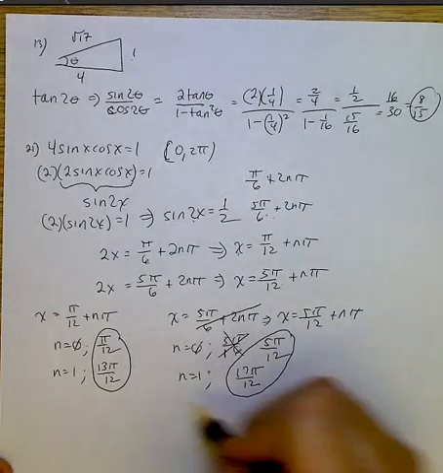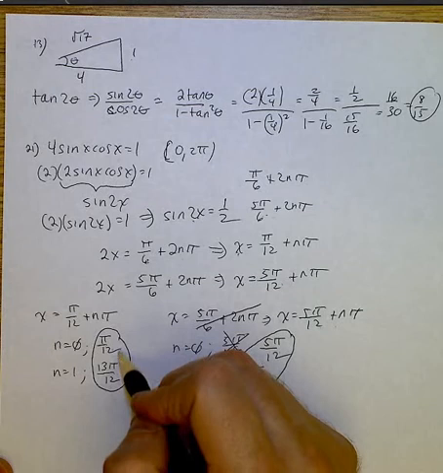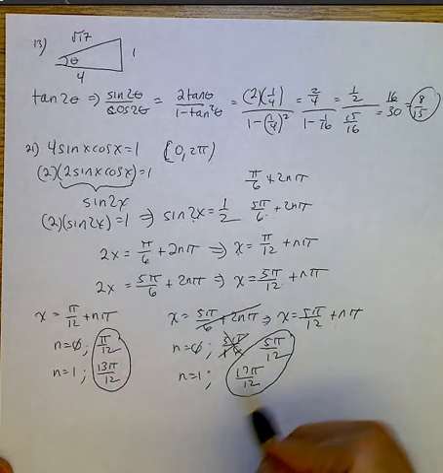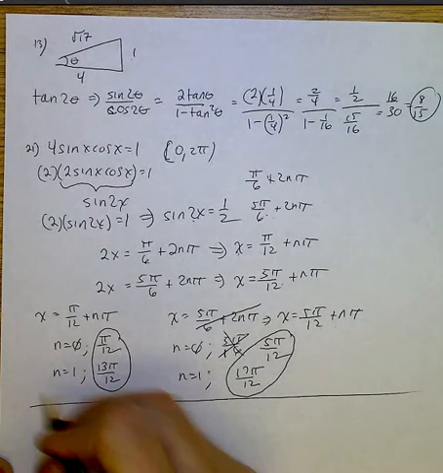So the two answers that come from the second solution are 5 pi over 12 and 17 pi over 12. The two answers that came from our first solution are pi over 12 and 13 pi over 12. All four of these are valid answers. Let me go ahead and show you number 29.